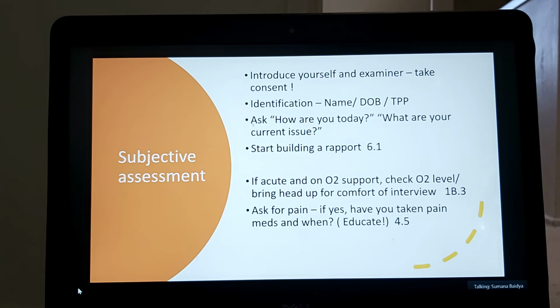Right. So first of all is the subjective assessment. When we do the subjective assessment, of course, as general practice, you introduce yourself and the examiner, and at the beginning itself, it's very important to take consent, because that's part of the first section 1.A, where it states that you have to obtain consent. So please remember that, because if you don't do that, then you get a 0, or a cross, on the 1.A1 criteria, and then you miss out on one part.